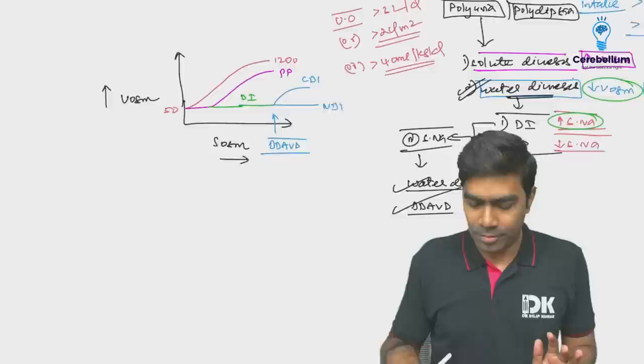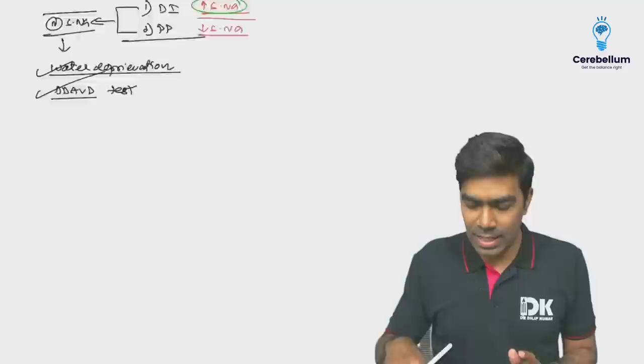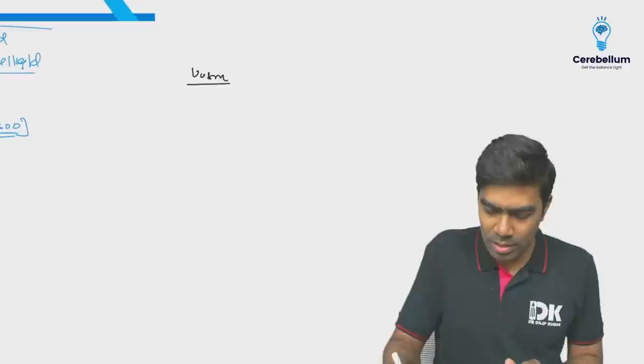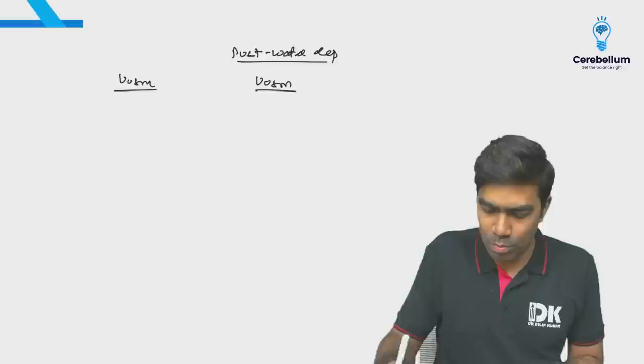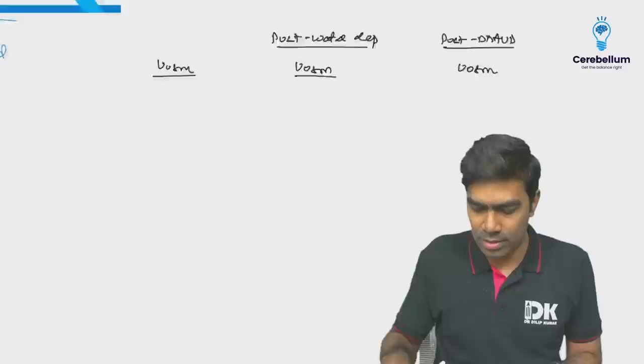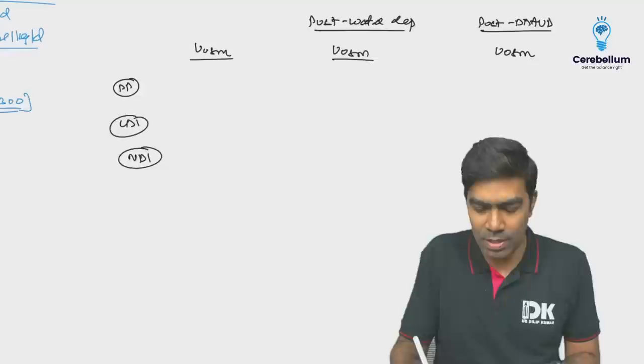That's why I can easily use a table here. First urine osmolality, then I'm going to use water deprivation, post water deprivation urine osmolality. Then I'm going to use post desmopressin, post DDAVP, urine osmolality. I'm going to check all this. So remember, in all these three causes, psychogenic polydipsia, central diabetes insipidus, as well as nephrogenic diabetes insipidus, the urine osmolality to begin with will be low only. It will be less than 300 in all these causes.